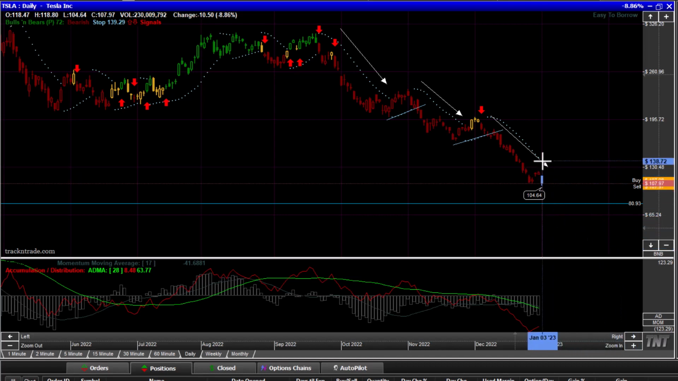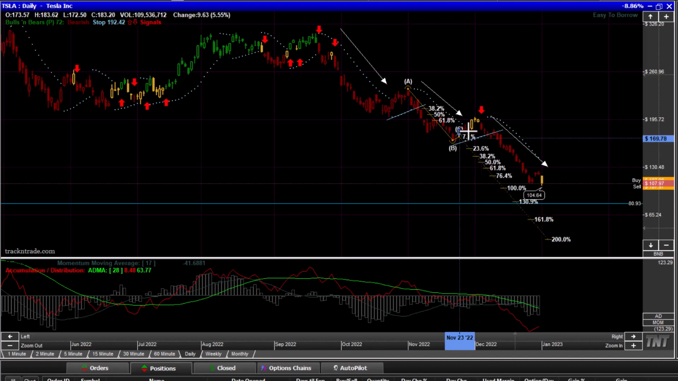It certainly can, but it would have to break those blue lights, turn around, and go back up into the Fibonacci sweet spot, just like we talked about before. So we're going to come in and we're going to make a projection. Okay, A, B, C.